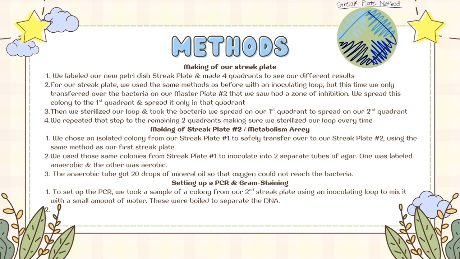Setting up a PCR and gram staining. To set up the PCR, we took a sample of a colony from our second streak plate using an inoculating loop to mix it with a small amount of water. These were then boiled to separate the DNA.